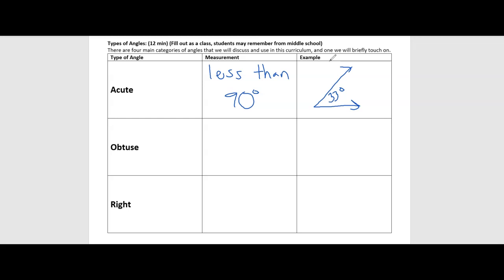degrees. An obtuse angle. These have angle measurements that are greater than 90 but less than 180 degrees. An example of this would be if we had an angle with a measurement of 120 degrees.